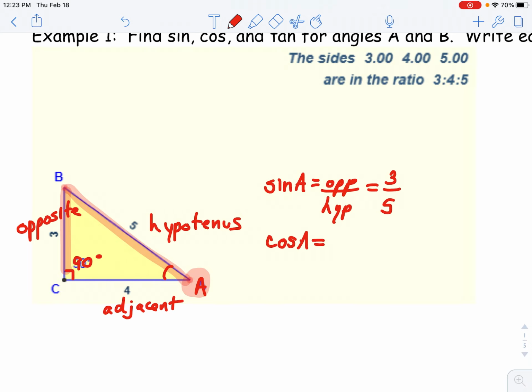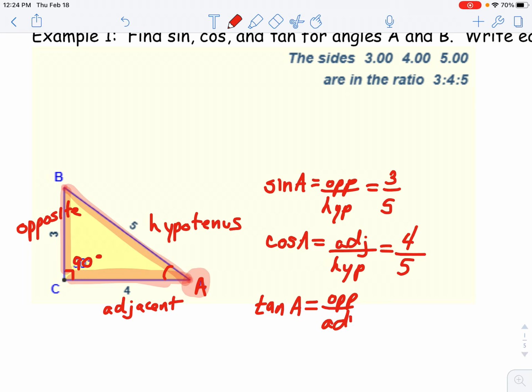Cosine of angle A is adjacent over hypotenuse. Again, you just have to memorize these relationships and ratios. It's adjacent over hypotenuse. So in this case, the adjacent to angle A is 4. The hypotenuse is 5. And lastly, we got tan of angle A, which is opposite over adjacent. The opposite side of angle A is 3, and the adjacent side is 4. So that's it. That's the most basic punchline of trig right here, is writing the ratios themselves.